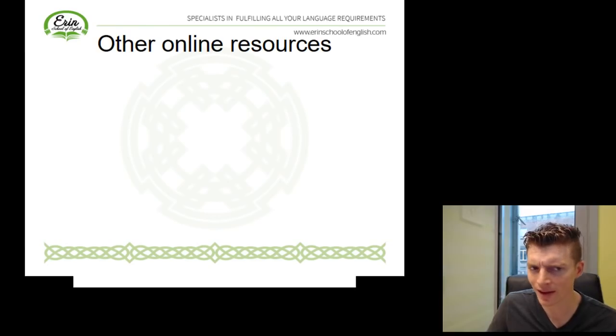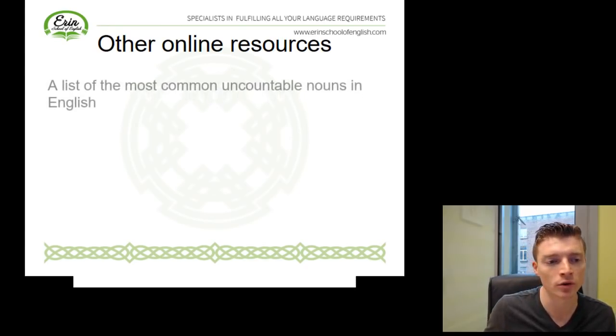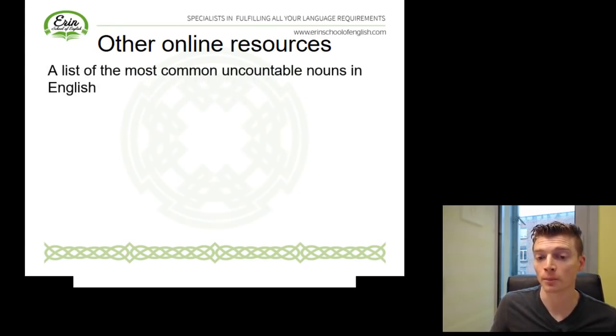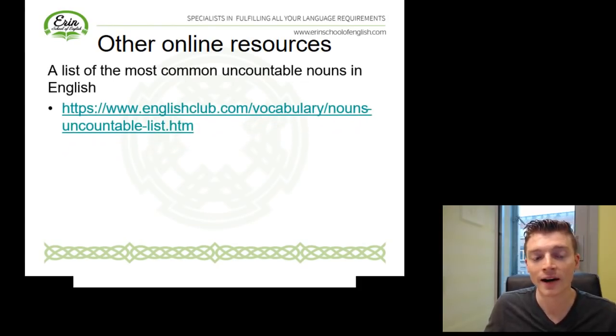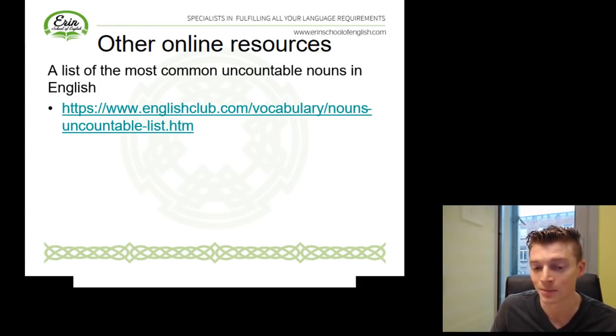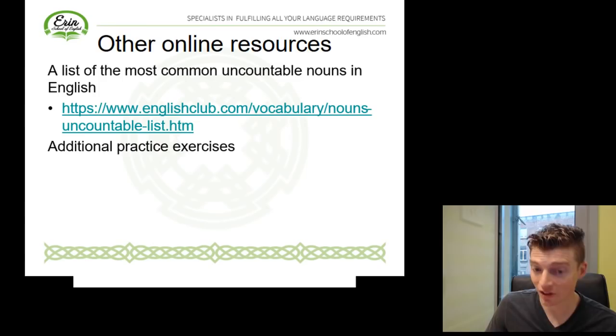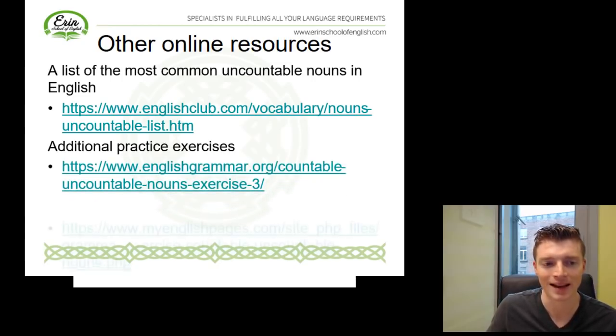Alright, so just a few other very useful online resources I found for you guys if you want to do a little bit more work on this in your own time. So if you're looking for a more comprehensive list of common uncountable nouns in English, this link here has an excellent list and many more examples of uncountable nouns. Also, if you want to challenge yourself a little bit more and you're looking to do some more practice exercises in your own time, you can find them at these 2.